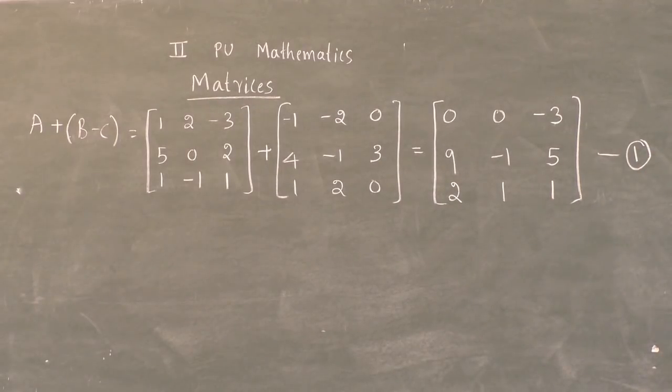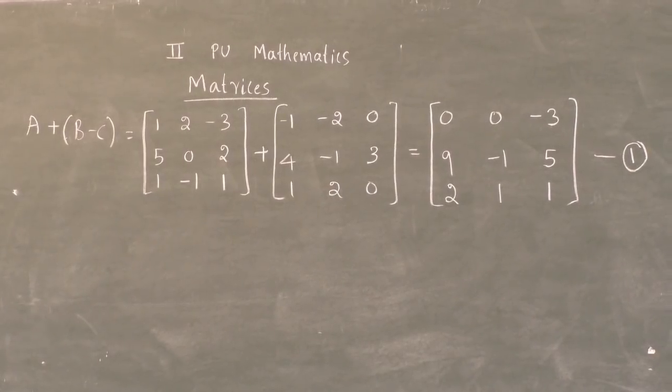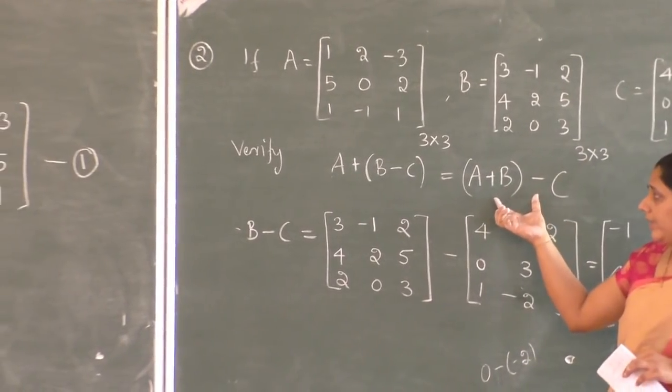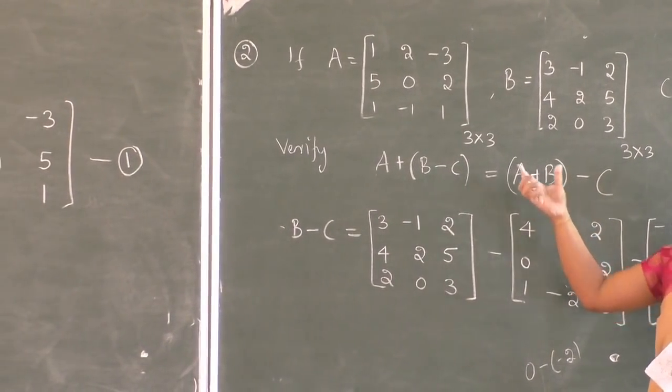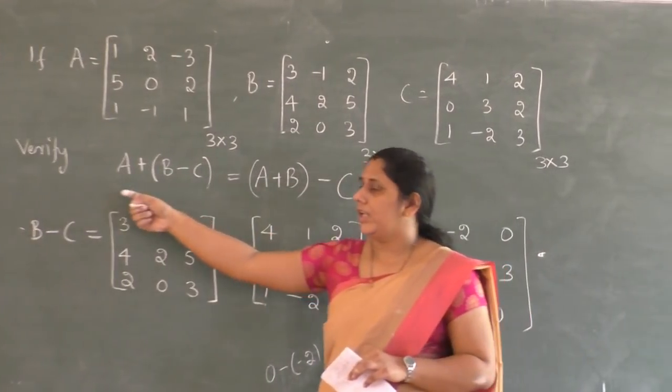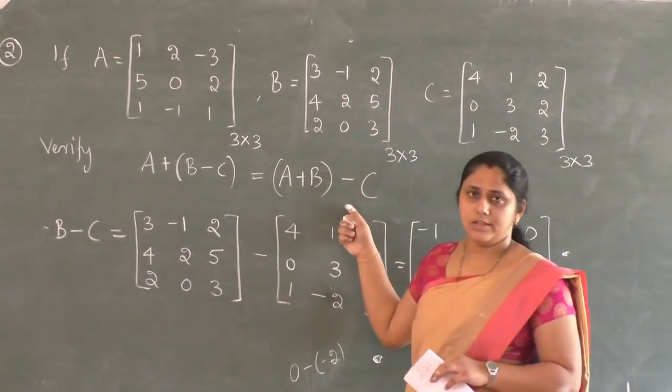In the same way we have to do A plus B first, then (A plus B) minus C. Now you will take this as equation 2. If both are same, then the condition is verified.